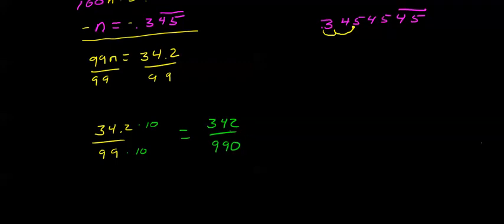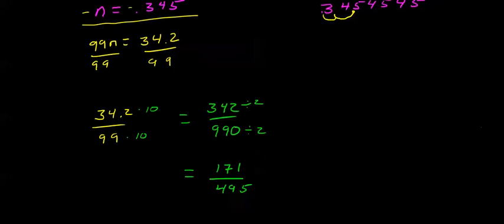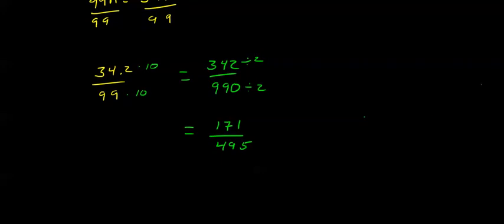But, and you'll learn this because I will harp on it all year, when we have fractions that can be reduced, we must reduce. So we divide the top by 2, divide the bottom by 2, and we get 171 divided by 495. All right, and then we can't reduce that anymore. So we're done. This is the answer.